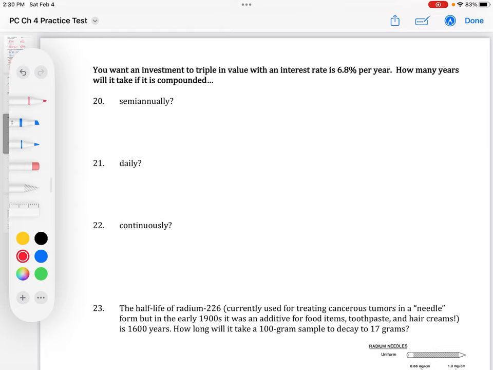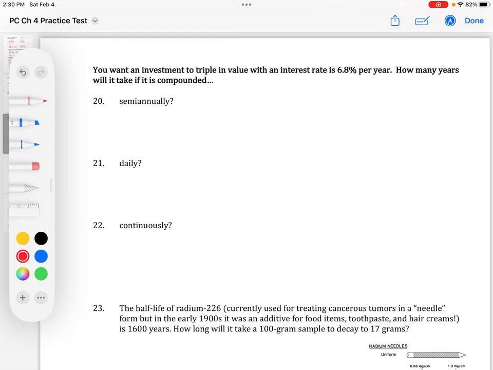In this video we're going to work through the rest of the Chapter 4 practice test, and this will match up with Part 2 of the Chapter 4 test. In these next three examples, it says you want an investment to triple in value with an interest rate of 6.8% per year. How many years will it take if it is compounded semi-annually, daily, and then continuously?